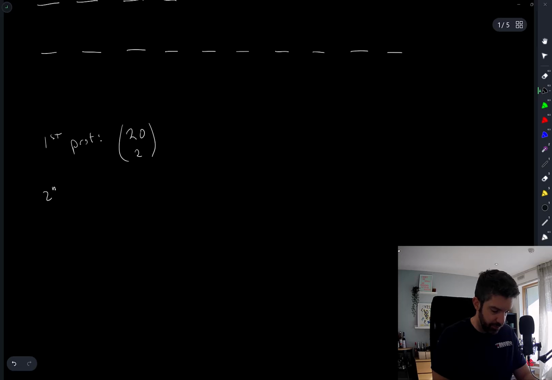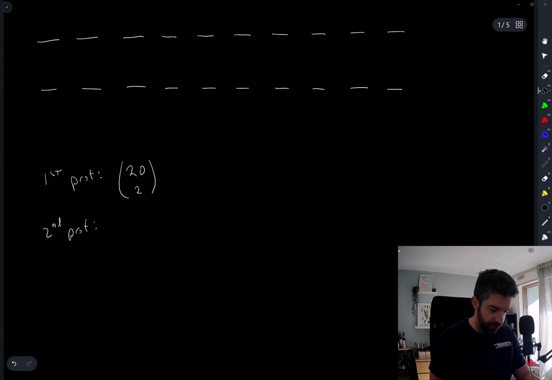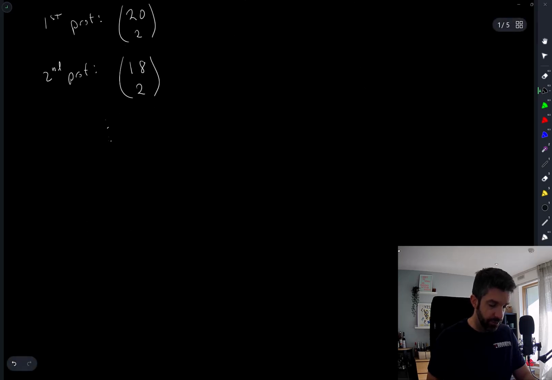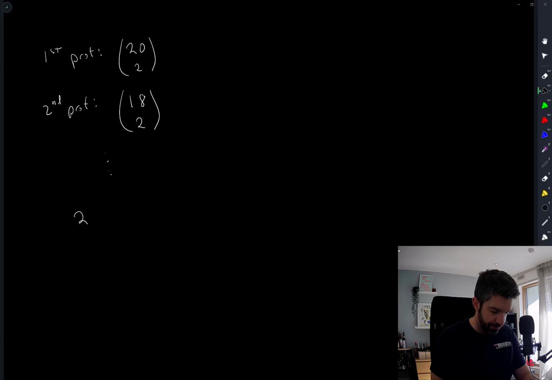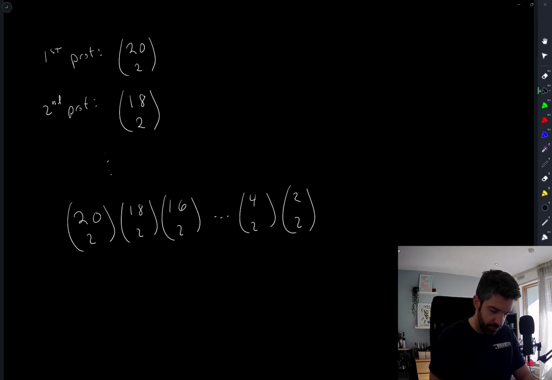Second professor walks in, and the number of courses left is 18, and they also have to choose 2. And so on. You can see then that the total number of combinations is going to be, we're just going to multiply these together: 20 choose 2, 18 choose 2, 16 choose 2, all the way down to 4 choose 2, and 2 choose 2.